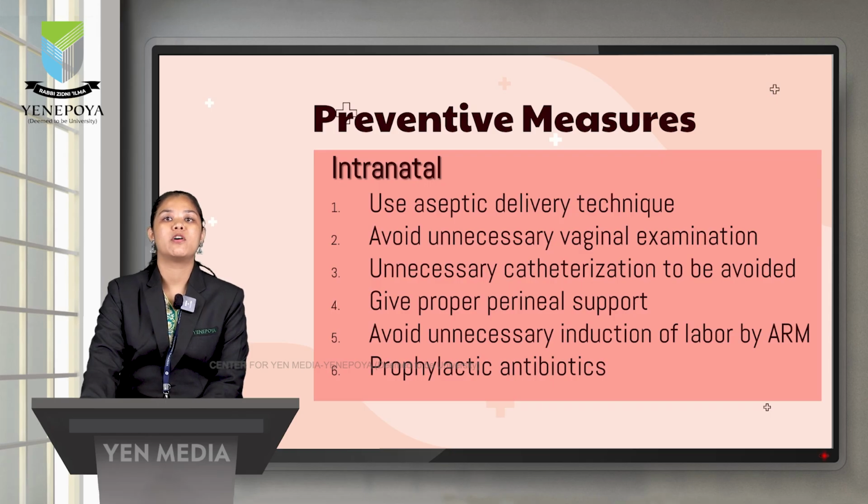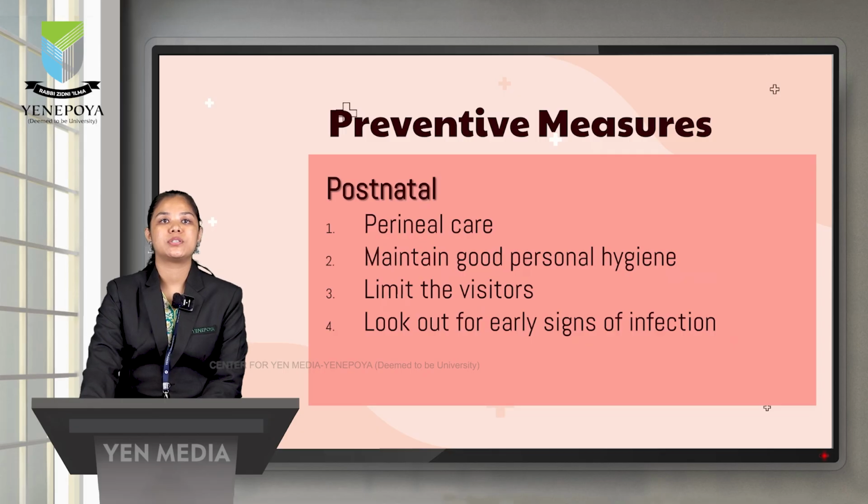If there is a presence of premature rupture of membrane or catheterization or excessive vaginal examination, prophylactic antibiotics to be started. Preventive measures in the postnatal period: proper perineal care to be given, maintain good personal hygiene, limit the visitors during the postnatal period, look out for early signs of infection. So these are some of the preventive measures. If puerperal sepsis already occurs, we will see the treatment modality or the curative measure.